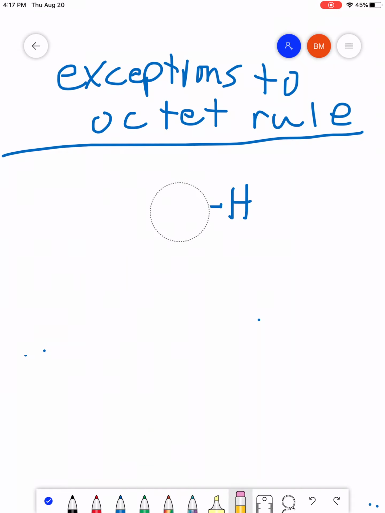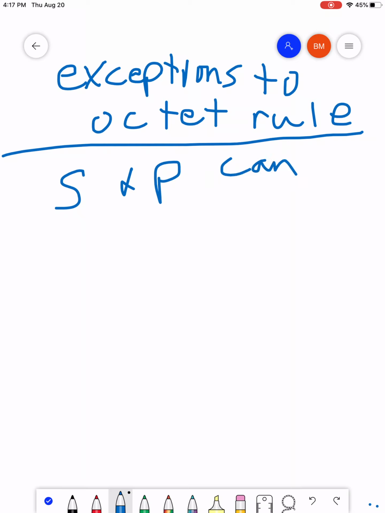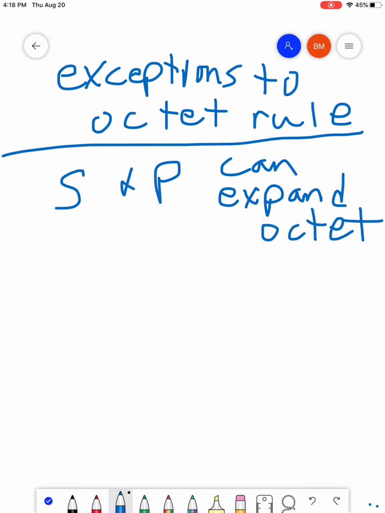And then we do have cases where we can have expanded octets. Sulfur and phosphorus particularly are important to us as organic chemists. What does it mean to expand our octet? That just simply means you can hold more than eight in the outer shell. This is because sulfur and phosphorus have additional energy levels and orbitals that are not present in some of the other ones. Okay?